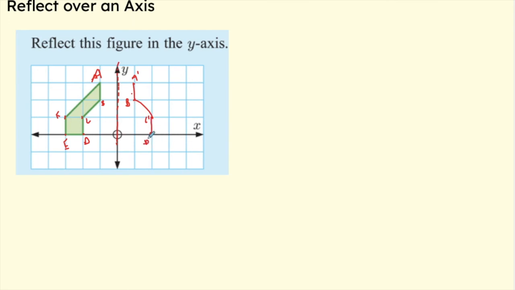D prime. E is 1 away from D. E prime. F is 1 up from there. F prime. And then F and A connect. And there we go. We've reflected this figure over the y-axis.